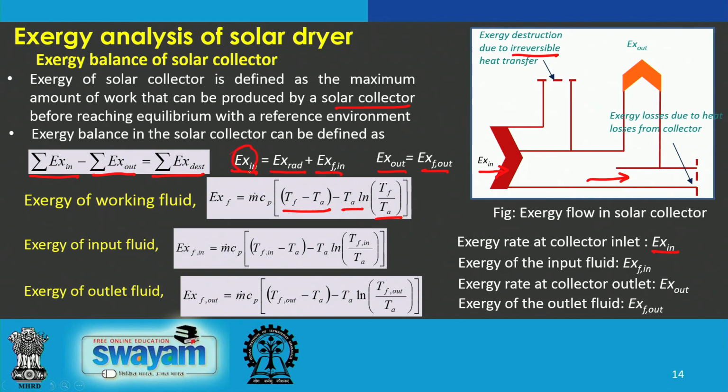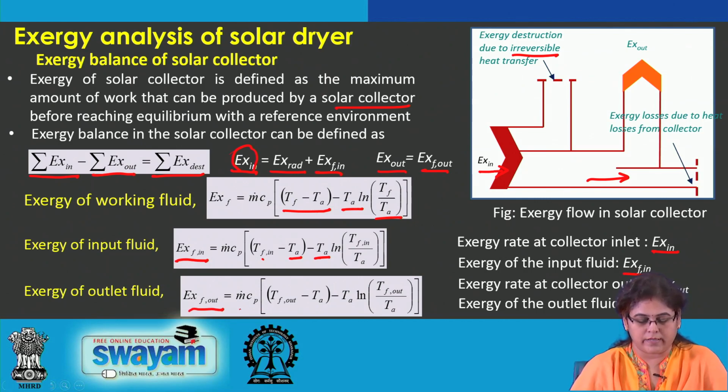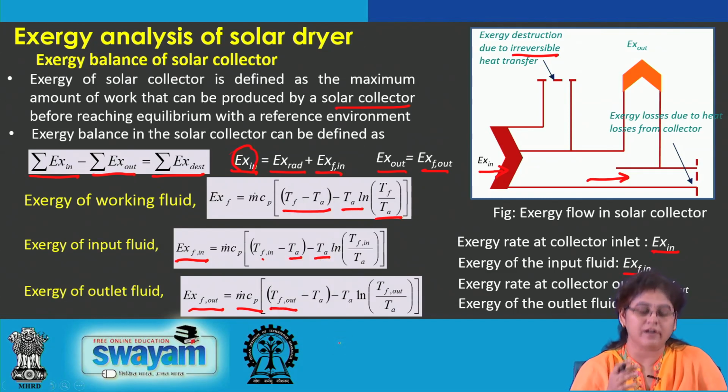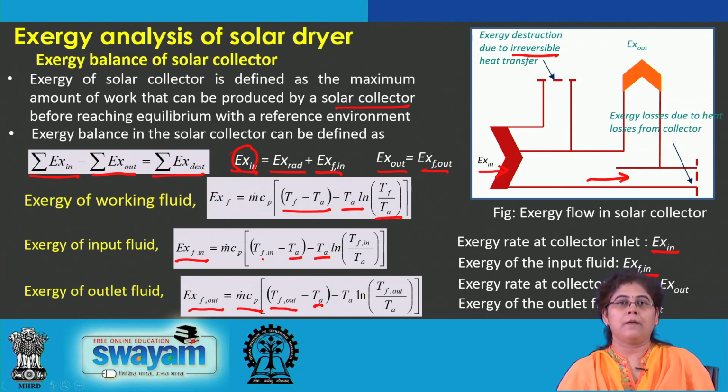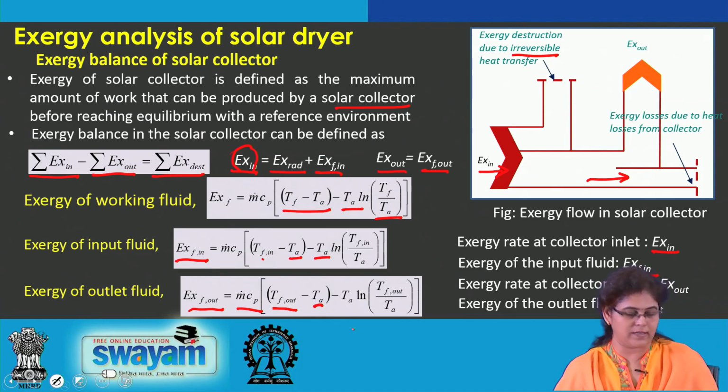Ex in is the exergy rate at collector inlet, and the exergy of the input fluid is Exf in. Exergy of the fluid inlet is equal to mCp into (fluid inlet temperature minus ambient air temperature) minus Ta into ln(Tf in/Ta). Similarly, the exergy of the outlet fluid is Exf out, which is mCp into (outlet fluid temperature minus ambient air temperature) minus Ta into ln(Tf out/Ta).